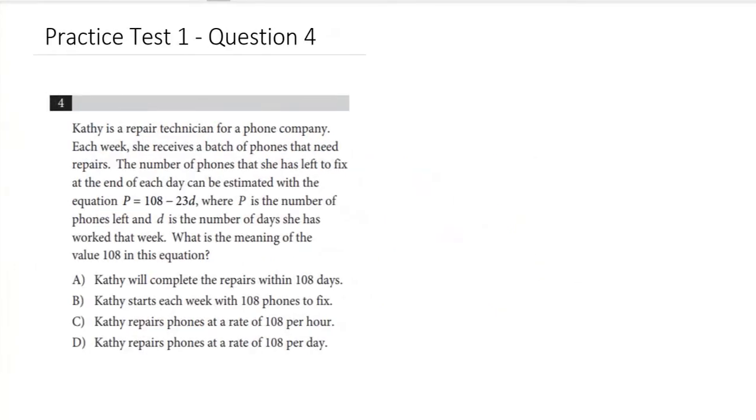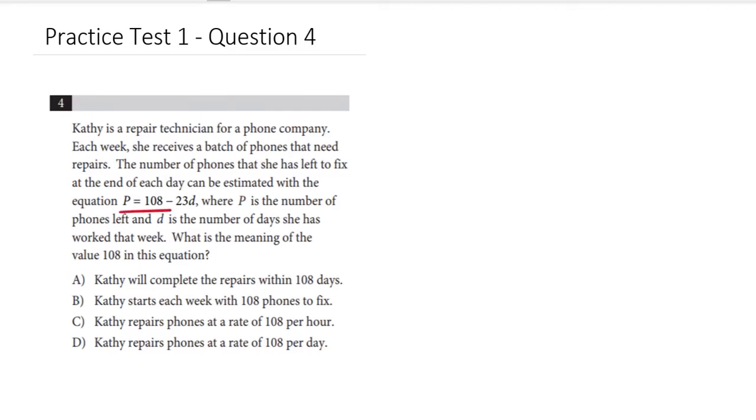Question 4, another word problem. So Kathy is a repair technician for a phone company. So each week, she receives a batch of phones that need to be fixed. Okay, need repairs. The number of phones that she has left to fix at the end of each day can be estimated with the equation of this.